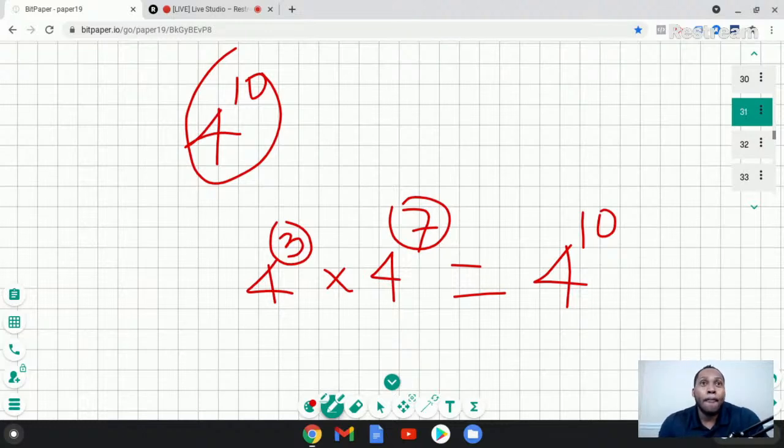So now here's the tricky part. You can possibly have those same questions with different powers.